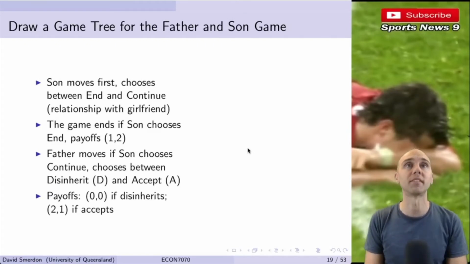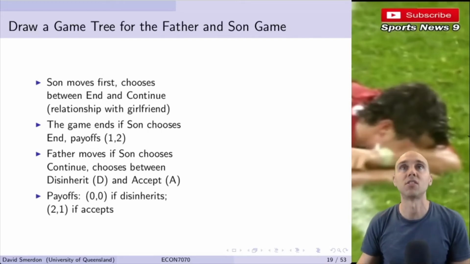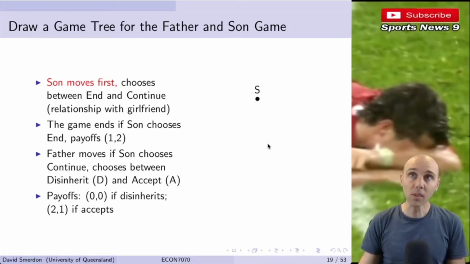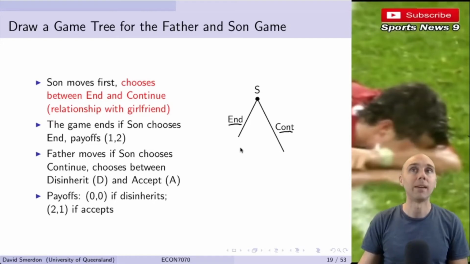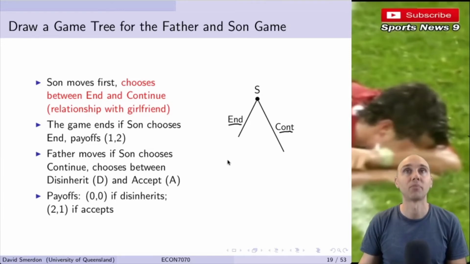Let's try to draw this game tree. Well, the son moves first, and we know what his decision is. His decision is to choose between end and continue. So we're going to draw our root node. We're going to label the decision maker, who is the son, S. And we're going to draw branches where we label the actions that can be chosen, end or continue the relationship. Now, if end occurs, there's no more decision to be made. That's a terminal node. And if there's a terminal node, we should put in those payoffs. Those payoffs we can see are 1 to the son and 2 to the father.